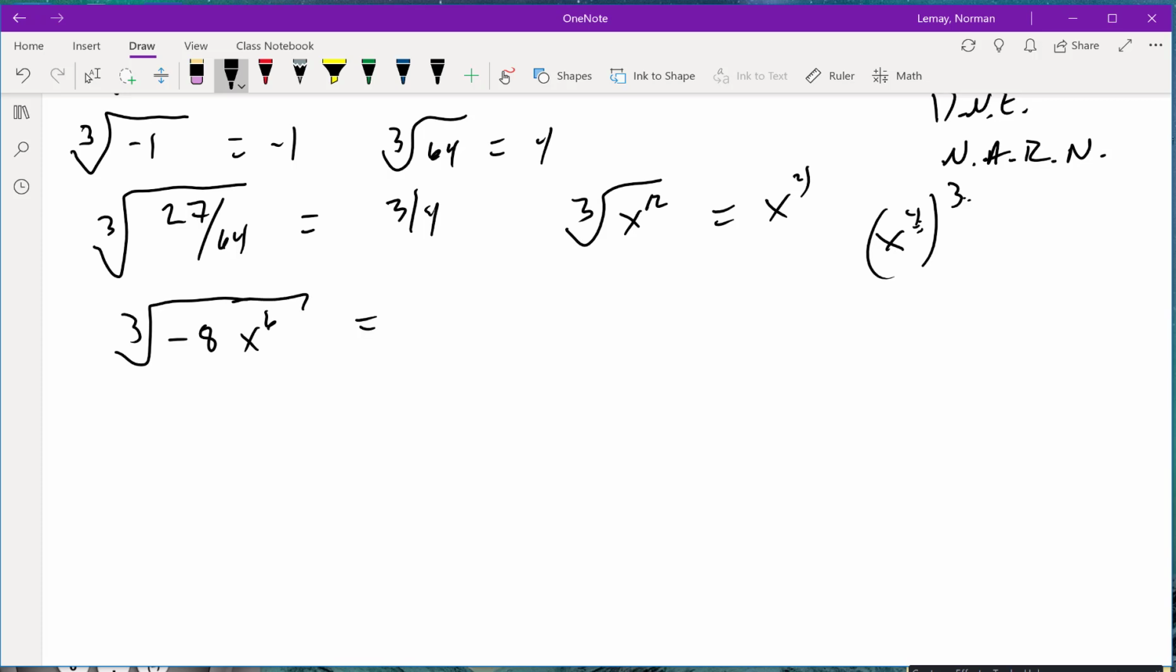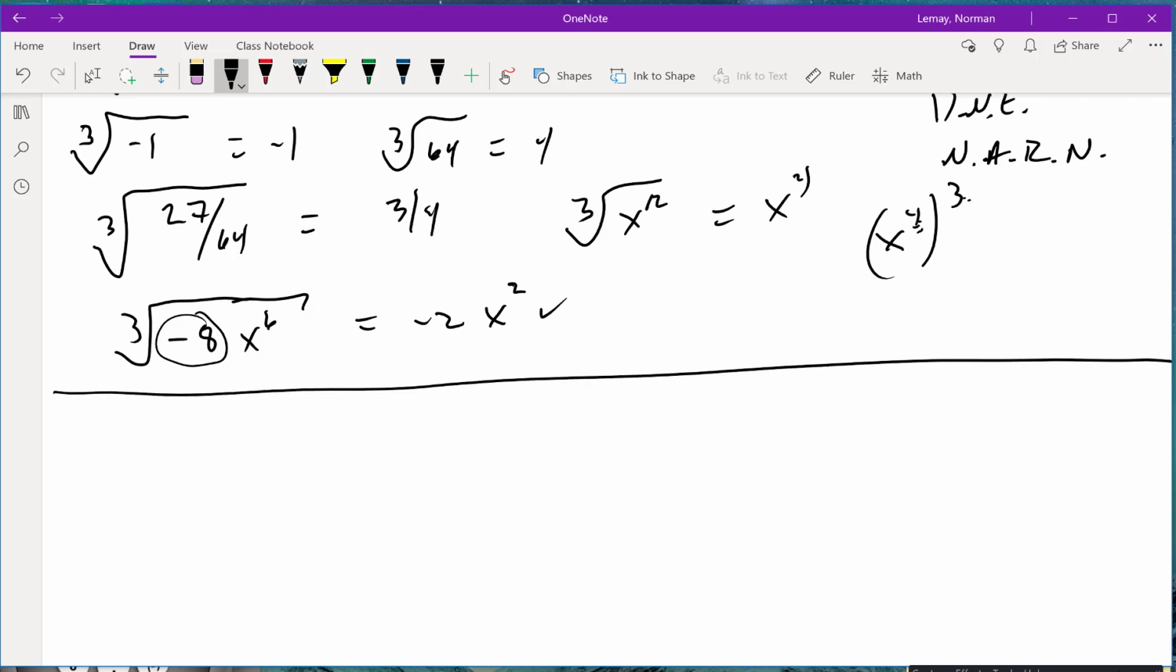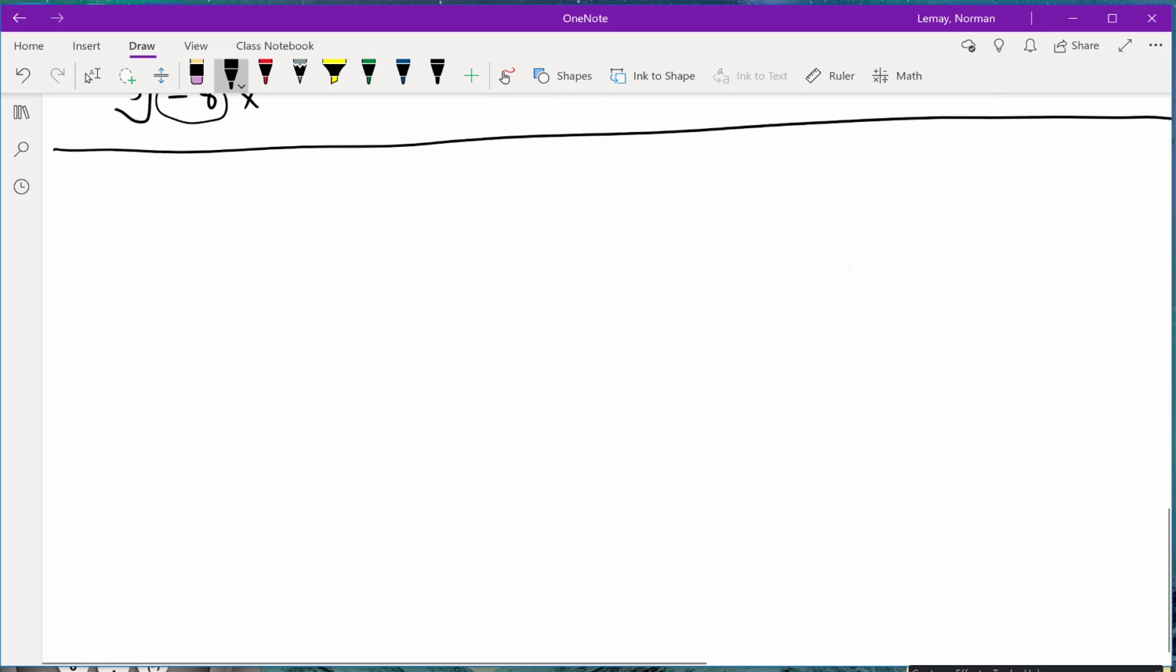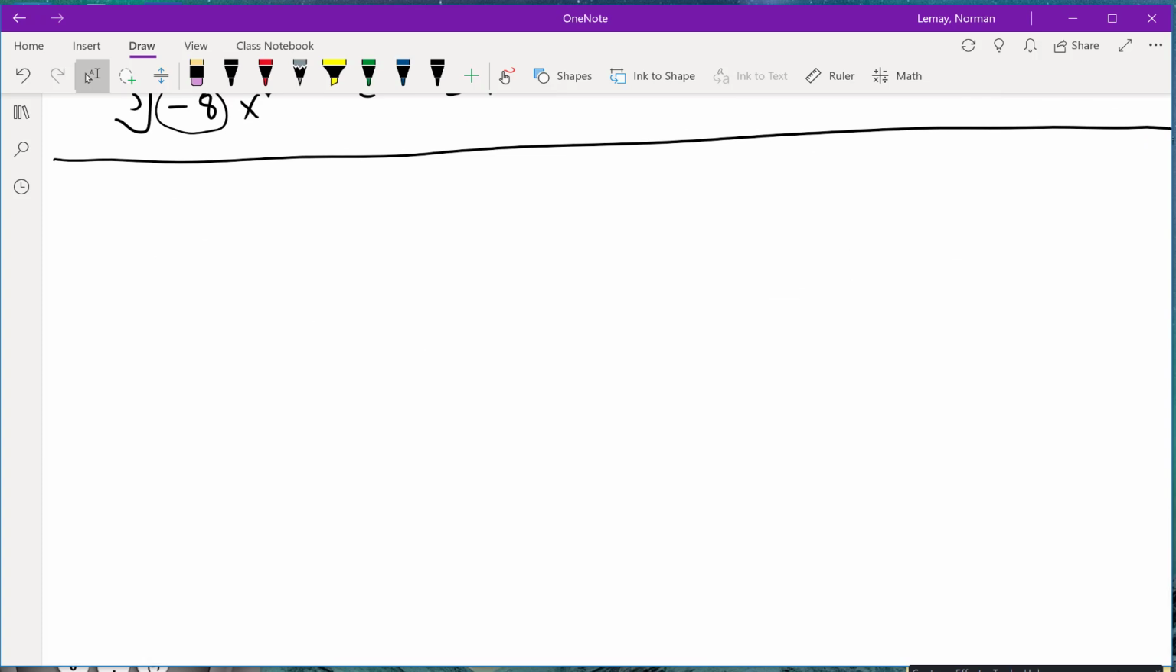And then finally the cubed root of negative 8 x to the 6th power. All right, let's just recall that we can take cubed roots of negative numbers. So the cubed root of negative 8 is negative 2. And then x to the 6th, so we'll divide that 6 by 3. So we get x squared. All right? Okay. So just some simple reductions, simplifying those radicals.